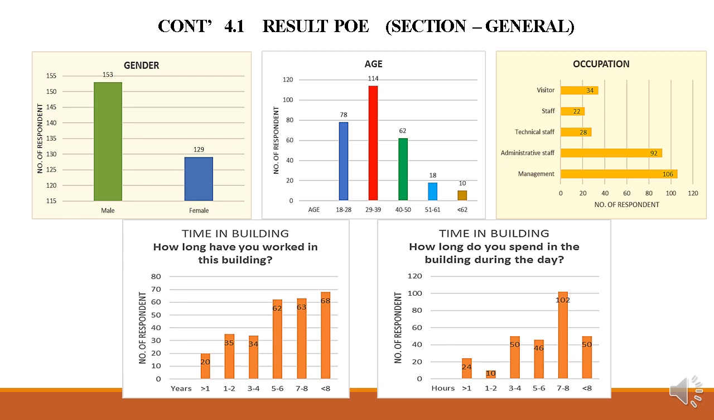Result of the POE, section General, is about gender, age, occupation, time in building: how long have you worked in this building, and how long do you spend in the building during the day.